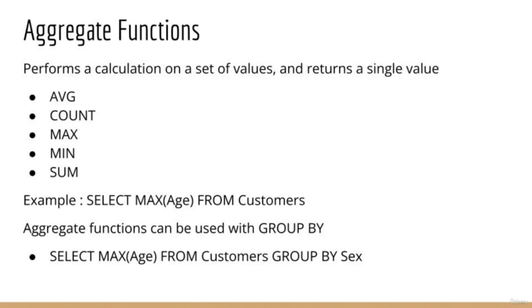In our select statement, we are selecting the maximum age of all customers. When used with a group by clause, each aggregate function produces a single value covering each group instead of a single value covering the whole table. In our example, we calculate the maximum age of customers grouped by sex, which means that we will get the maximum age for females and males separately.